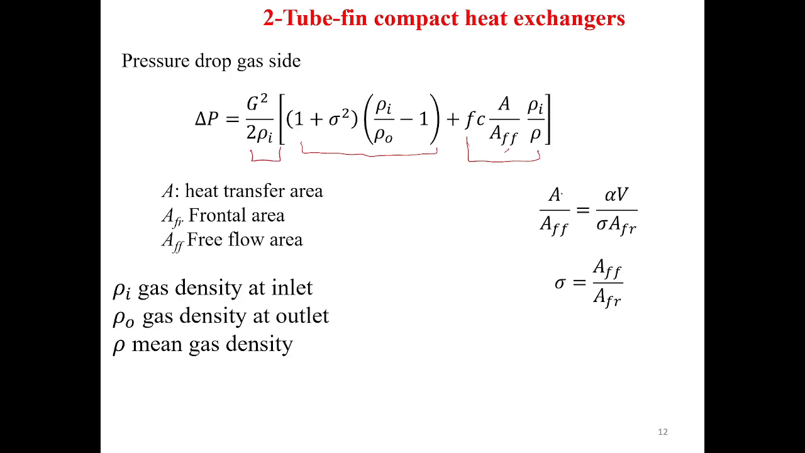So actually you can take the heat transfer area and say that it is going to be alpha multiplied by the volume. The free flow area is going to be sigma multiplied by A frontal. So that's why we need these two parameters, in addition to omega also, which is the fin area divided by the heat transfer area. So we have to understand these parameters and how they are related to heat transfer and pressure drop.